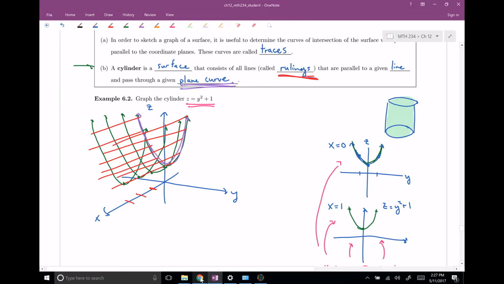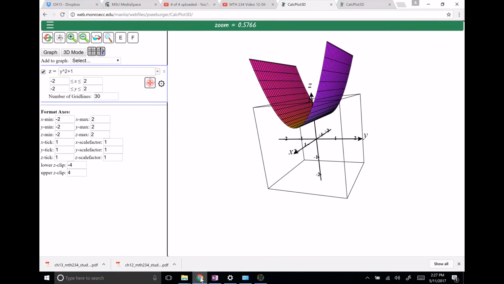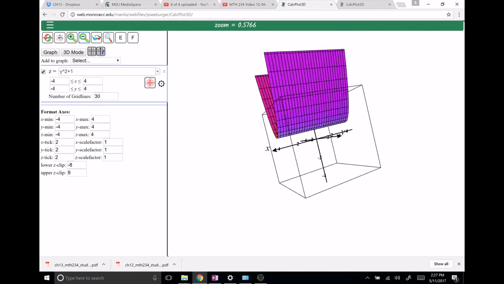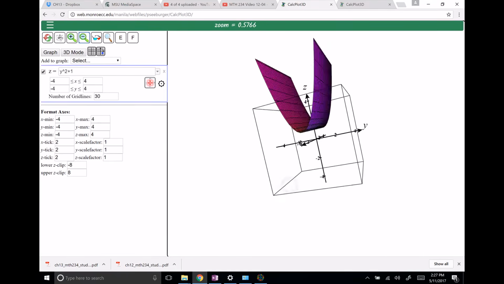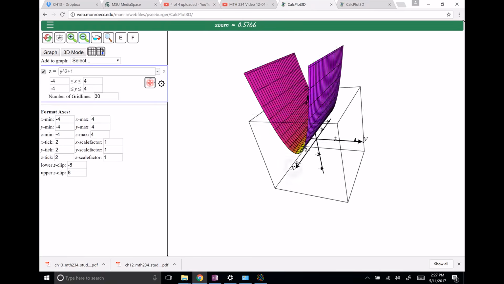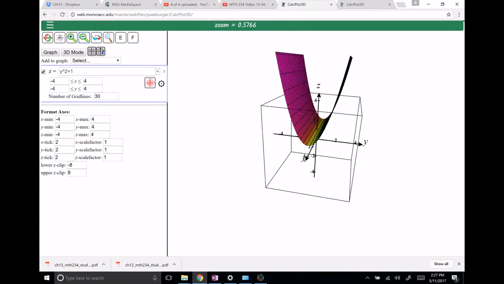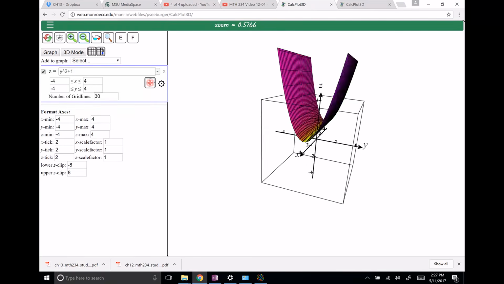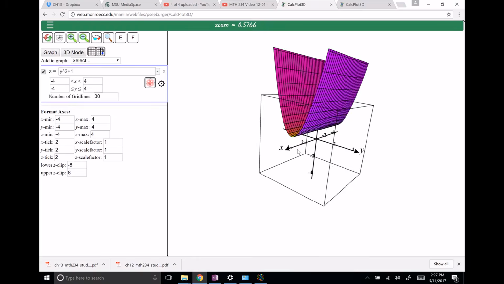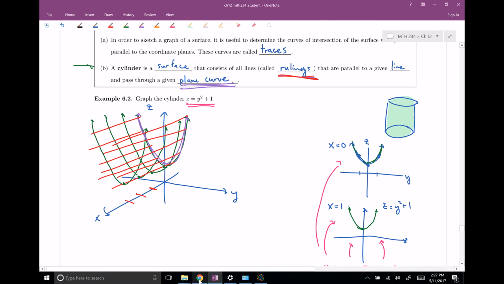For doing it by hand anyway. Okay, but notice it does go on infinitely, right? If I was to zoom out, for instance, it does go on infinitely in all directions. It does go on forever. There's no real restrictions on x's or y's here. Okay, I cannot get this to stop spinning. There it goes. Okay, so that is how you can graph a cylinder, right?